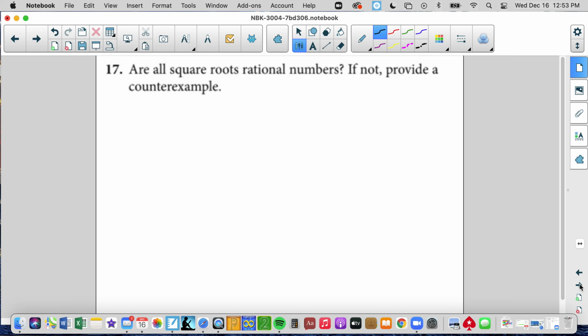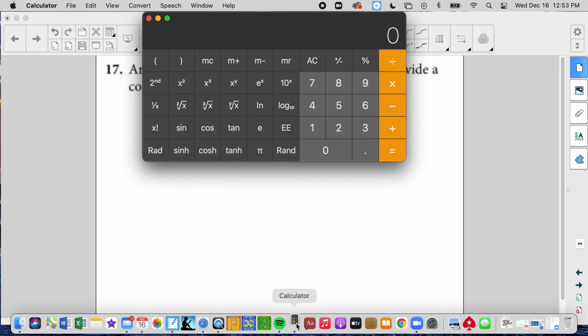No. Only perfect squares are rational, meaning they can be written as a fraction or a whole number. If it's not a perfect square, then it's considered irrational. So a perfect square would be 36. If we take the square root of 36, you get a rational number. If you take the square root of 2, which is not a perfect square, you get this irrational number.